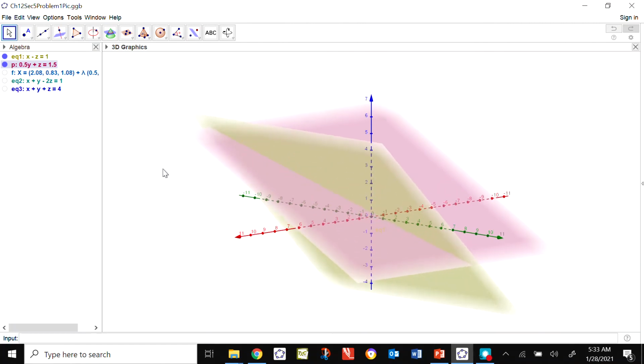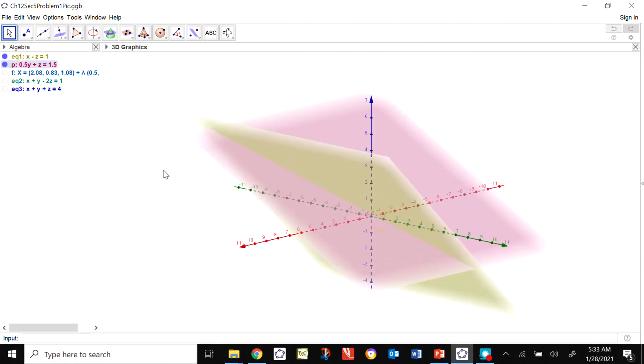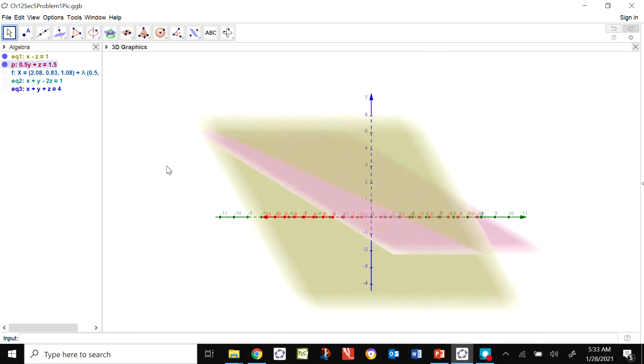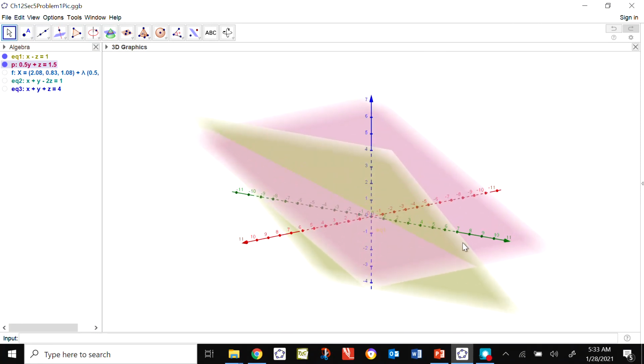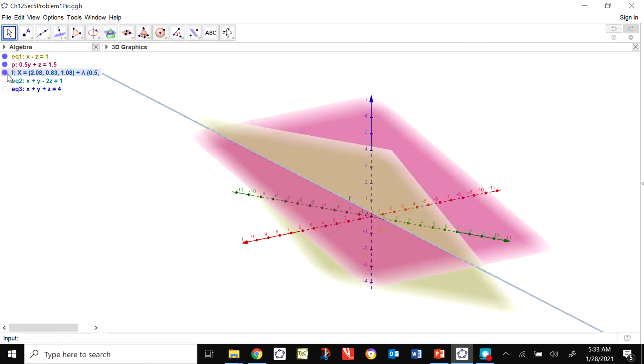And check this out. Do they intersect? Yeah, they intersect. Where do they intersect? That thing where the color changes from pink to what is this color? Green? I'm colorblind. So where that changes, that's the line of intersection. And what I did is I actually plotted that line. So that's the line of intersection. Cool.